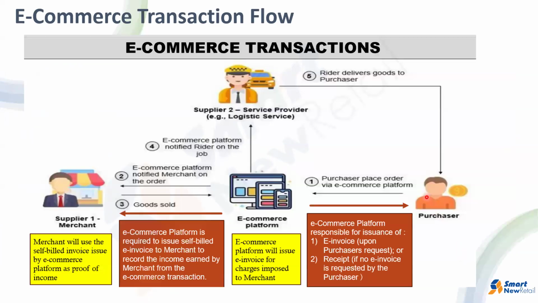Okay, so for the e-commerce transaction flow, when the customer purchases via the platform, let's say Shopee, they buy on Shopee, Shopee will inform you, right? You are the seller. Shopee will inform you. Then you update everything. The e-commerce platform will help you to submit the invoice on your behalf directly. So that's why you do not need to manually submit again.